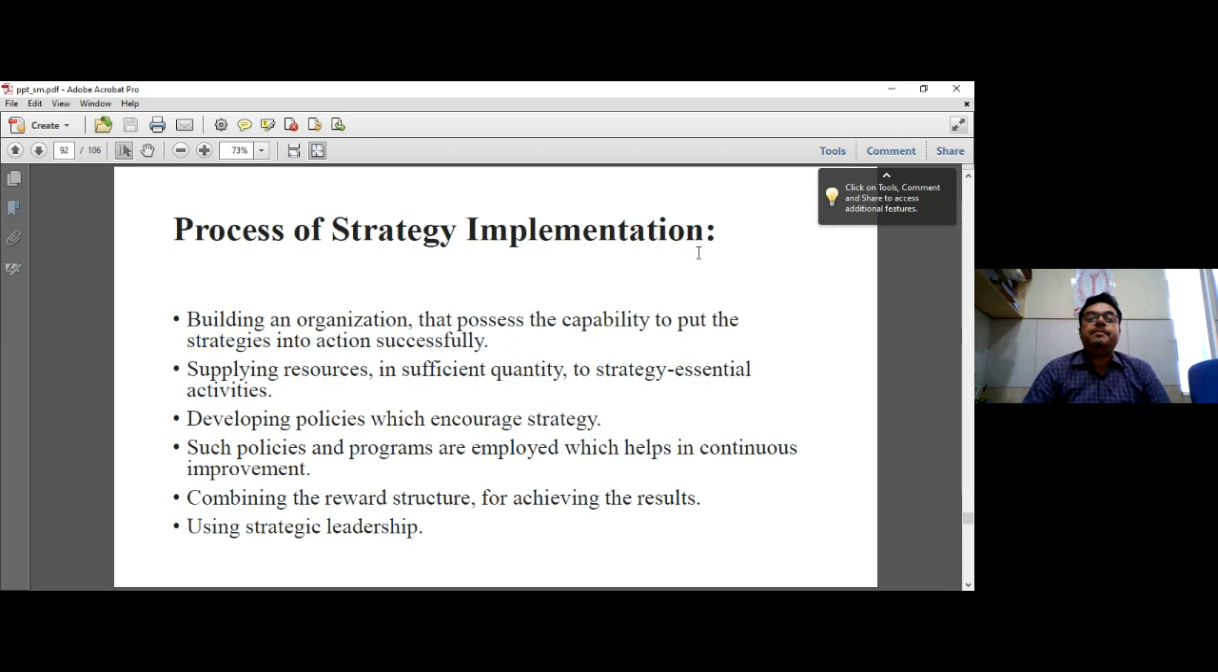The process of strategy implementation would help in building an organization that possesses the capability to put the strategies into action successfully, supplying resources in sufficient quantity to strategy essential activities, developing policies which encourage strategy. Such policies and programs are employed which help in continuous improvement, combining the reward structure for achieving the results, and using strategic leadership.